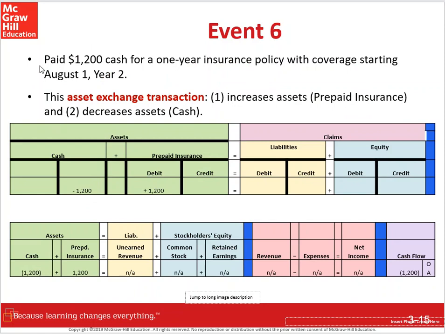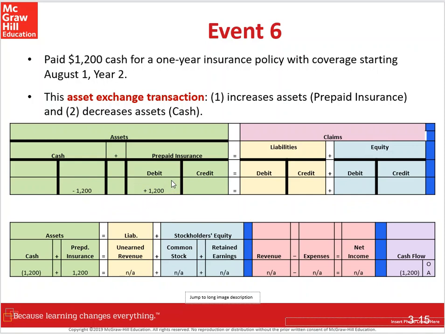All right, event 6, we paid $1,200 cash for a 1-year insurance policy with coverage starting on August 1st. So we pay out cash. Cash is going down, assets are going down. So that is a credit to cash and then a debit to our asset, prepaid insurance, right?